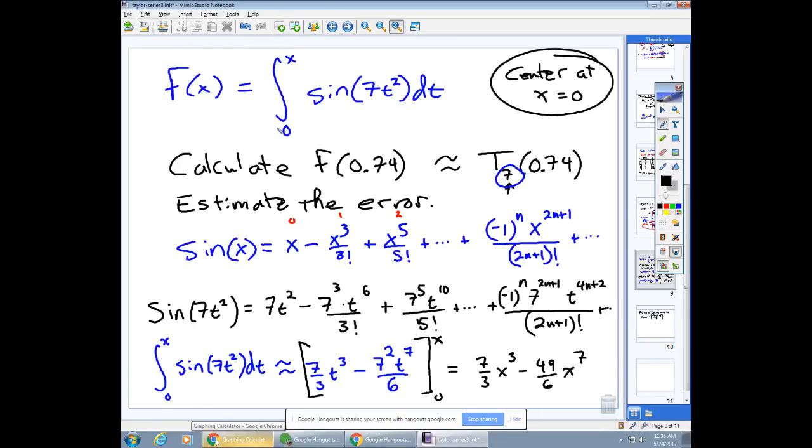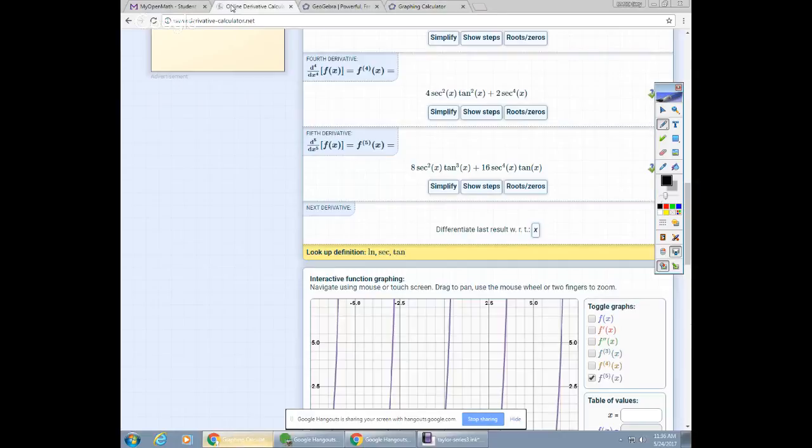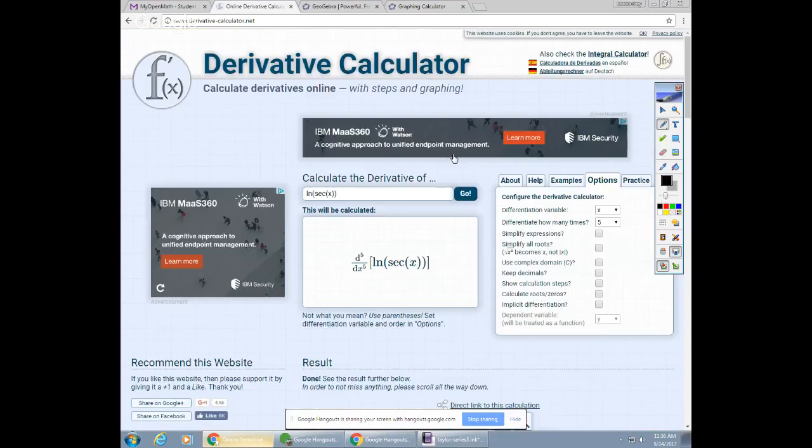So this is our function right now. When we take the first derivative of this, the fundamental theorem of calculus takes over, and the first derivative is just the sine of 7t squared. So we know that's the first derivative. So we need some derivatives after that. So I'm going to go ask the derivative calculator. And instead of entering the integral here, I'm just going to enter the first derivative.